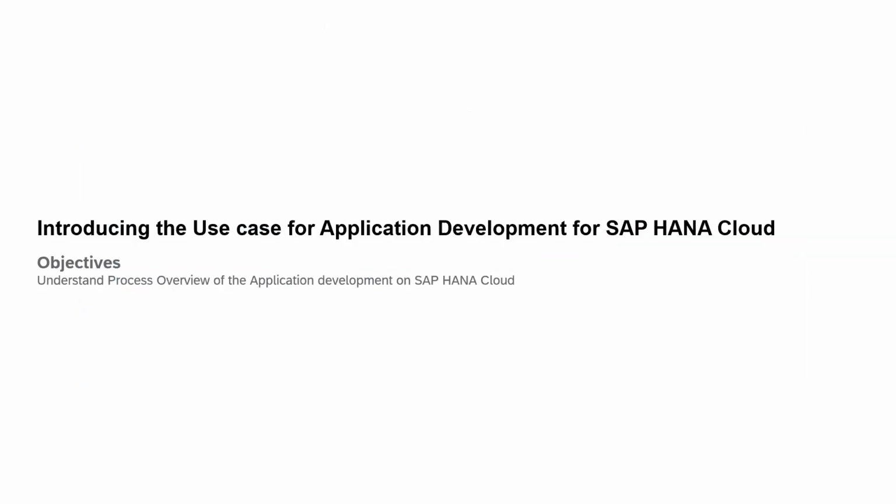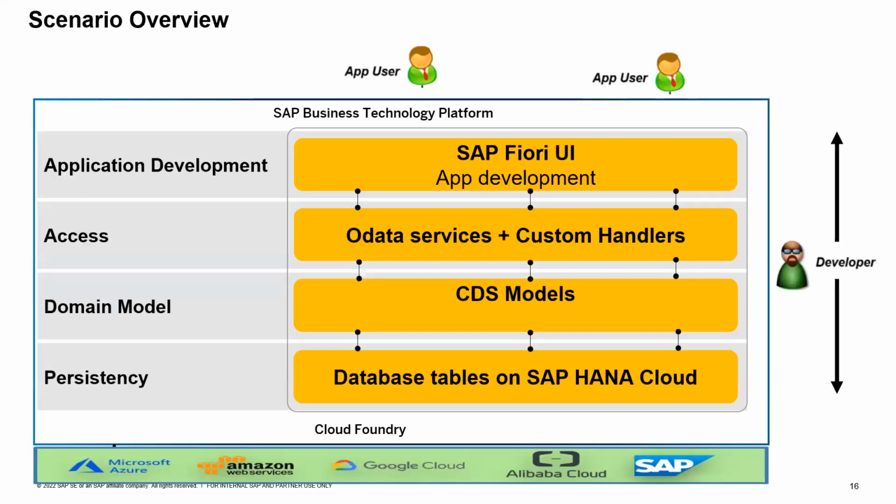Now we'll be introducing the use case for application development for HANA Cloud. So in the first scenario, we will create a product supplier Fiori list report application using the Fiori generator available in the SAP Business Application Studio to perform CRUD operations. The data will be persisted in SAP HANA Cloud and exposed to the Fiori application using OData v4. The development will follow the SAP CAP framework. We will also introduce the usage of custom handlers in SAP CAP.